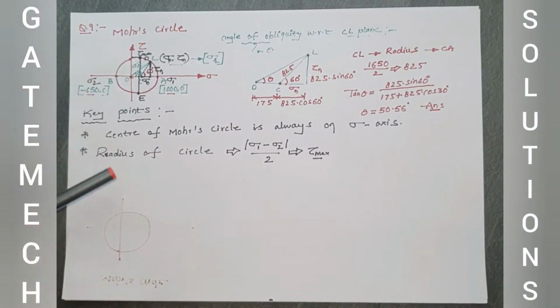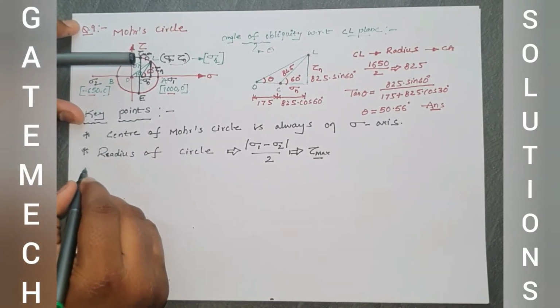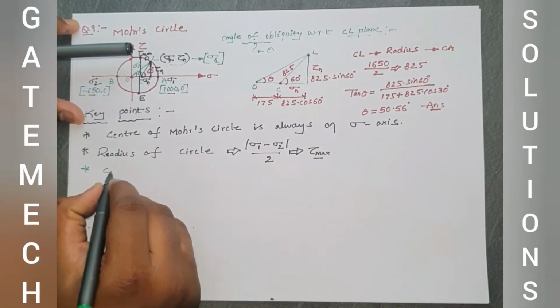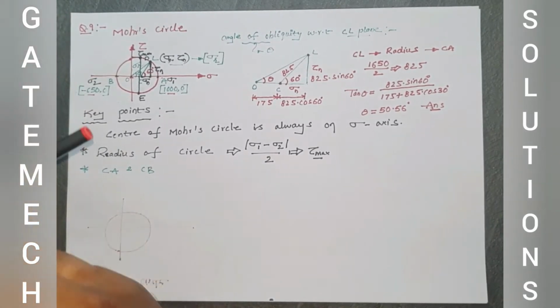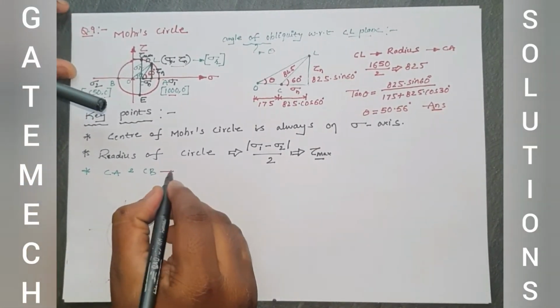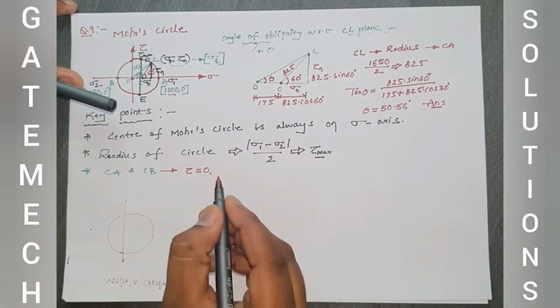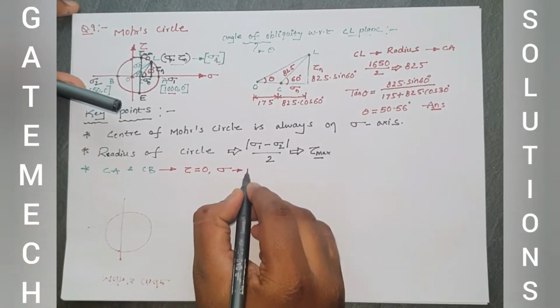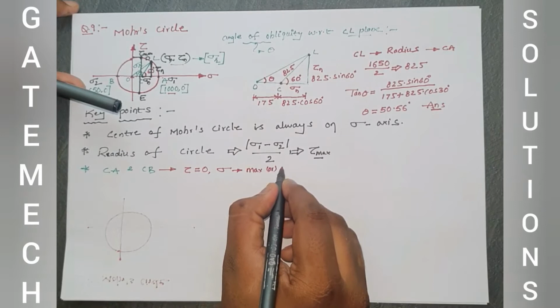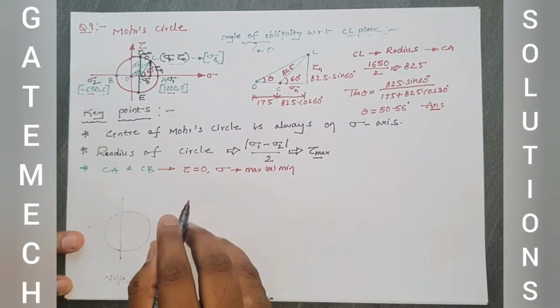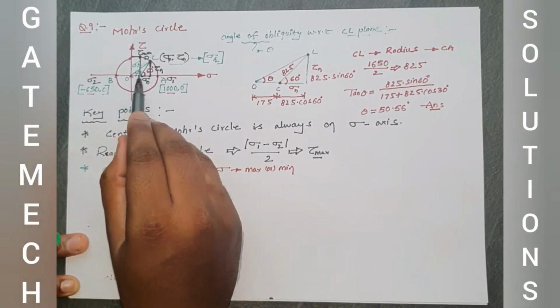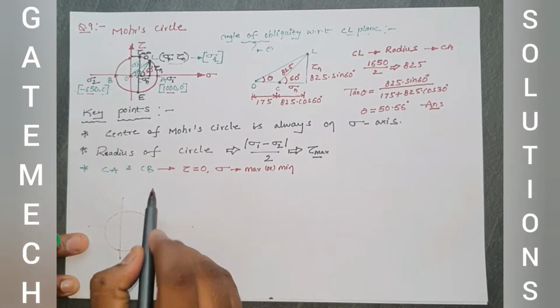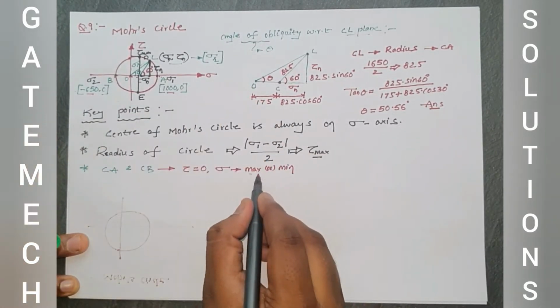Now, if you look at the circle carefully, CA is one plane, CB is another plane. For these two planes, the value of tau is 0 and the value of sigma may be maximum or minimum. So keep this point, this is very important. These two planes have shear stress as 0 and normal stress either maximum or minimum.